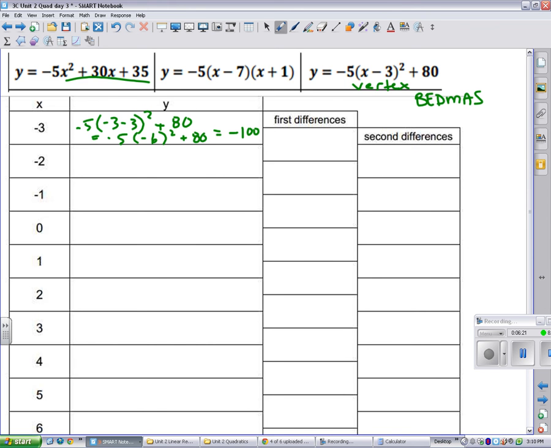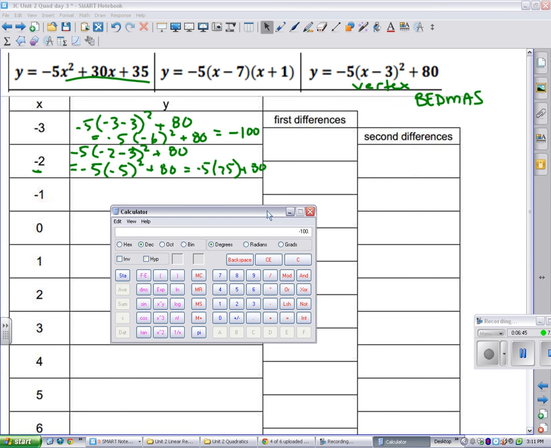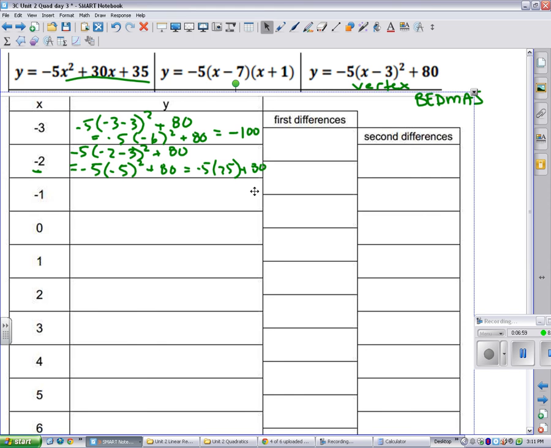I'm going to do the same thing again, but this time for the x value of -2. So -5 times (-2 minus 3) all squared, add 80. So that's -5 multiplying (-5) squared, add 80. So that's the same as -5 times 25, add 80, and now I'll use my calculator. So I have negative 5 times 25 and add 80. So this time I have the value of -45.